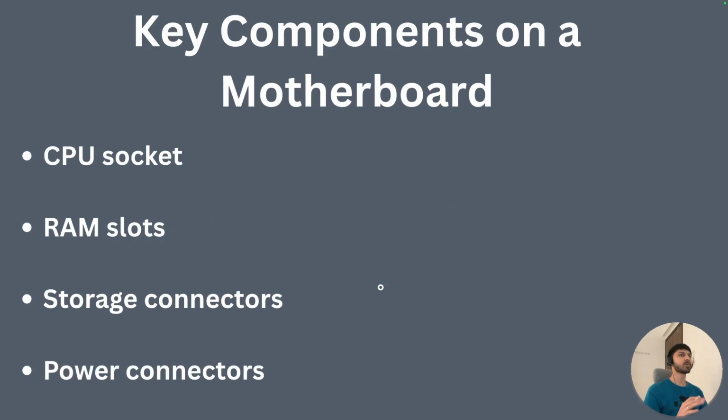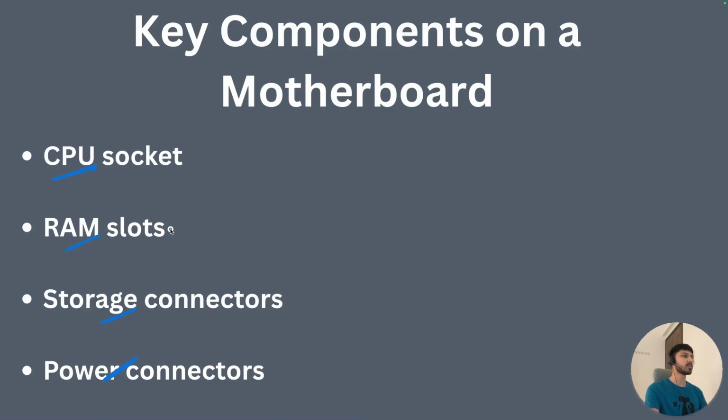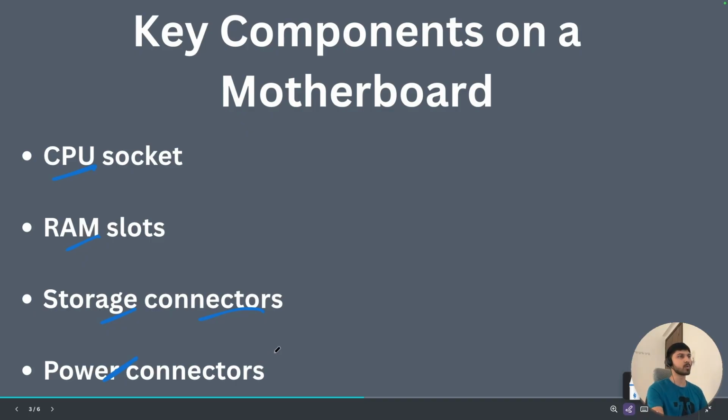The key components of a motherboard include the CPU socket, RAM slot, storage connectors, and power connectors. The CPU socket will hold your CPU. Similarly, the RAM slot will hold all your RAM, and you might have different storage devices that can be connected to your computer through storage connectors. Also, for powering your computer, you need some power connection, so that is also there in the motherboard.